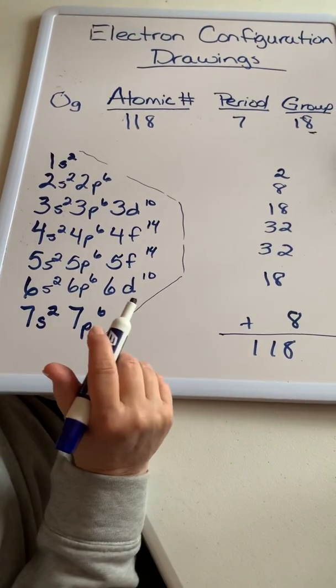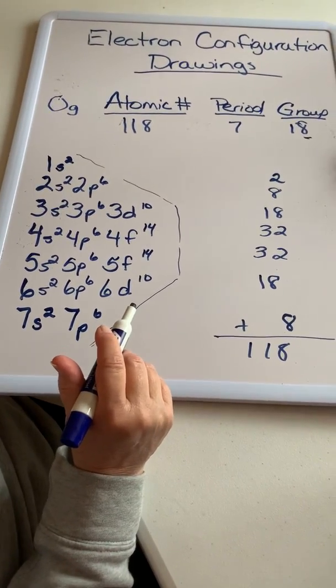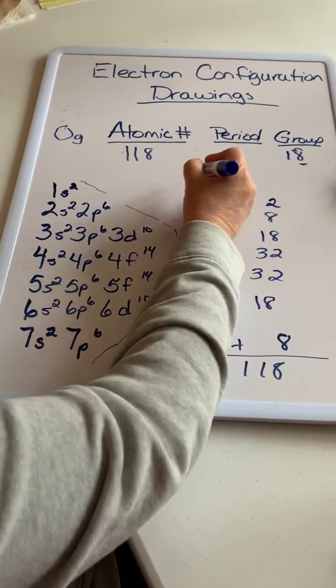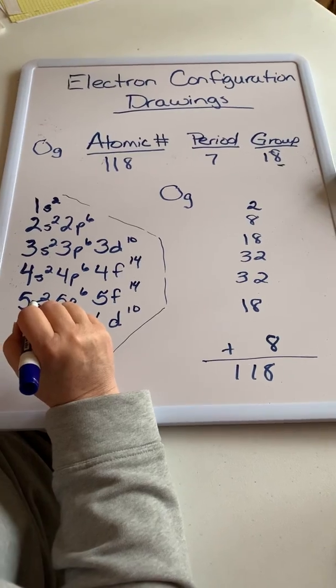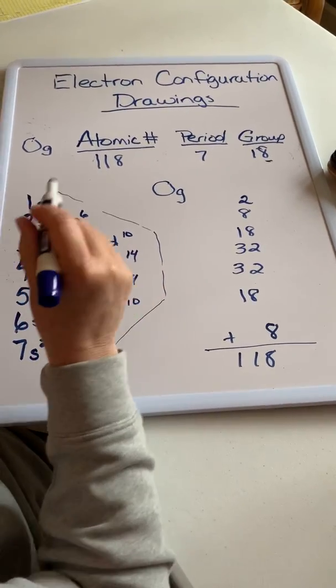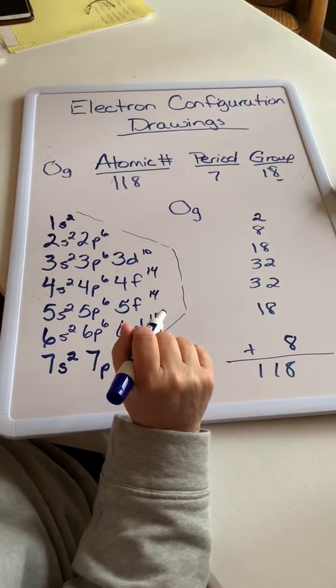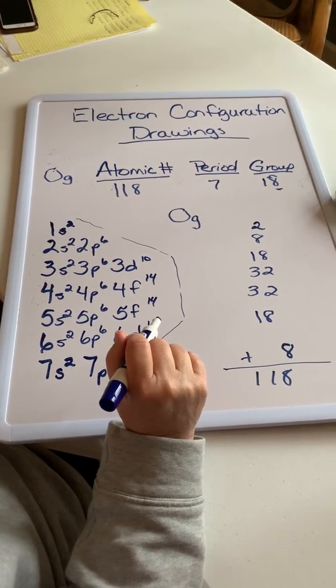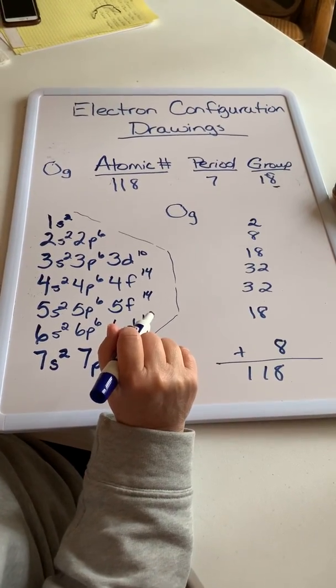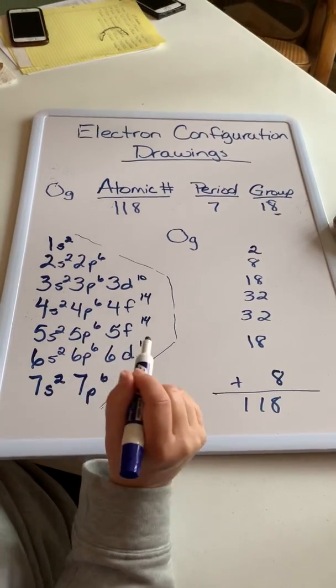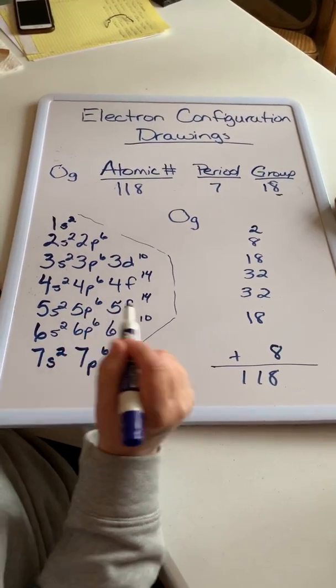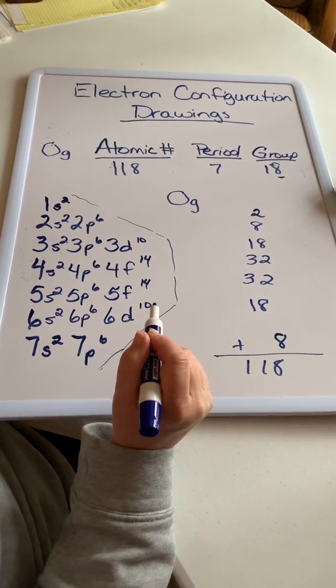So what if I asked you to do the electron dot diagram for oganesson? So I'm just going to write the symbol right here, oganesson. The dot diagram, do I have to put 118 electrons around that? I certainly hope not, because we would be here for a very long time if I had to do that. No, I do not. All I have to do is show the valence electrons. How many valence electrons are in oganesson?